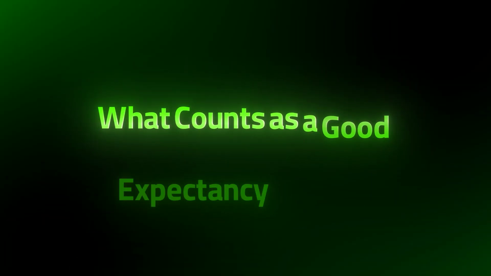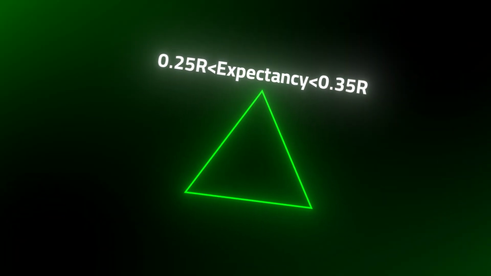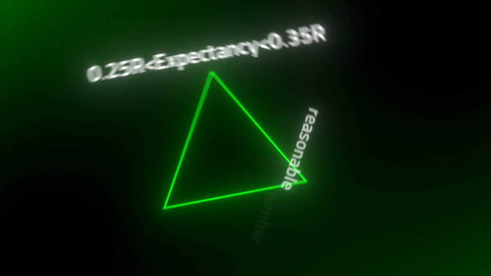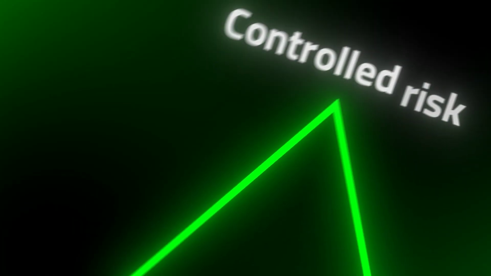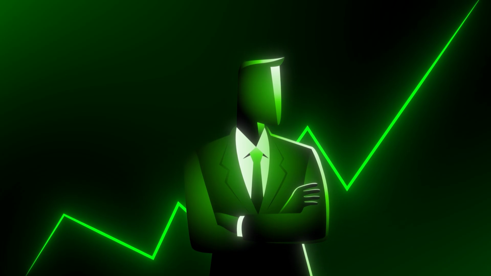What counts as a good expectancy in Forex? Professional education sources agree on one thing. A slightly positive expectancy that stays consistent matters far more than chasing extreme numbers. Many solid retail systems operate with an expectancy between 0.1R and 0.5R per trade. With an expectancy around 0.25 to 0.35R, a reasonable number of monthly trades, and controlled risk, steady monthly growth becomes realistic. Higher targets usually require higher risk and bring higher instability.